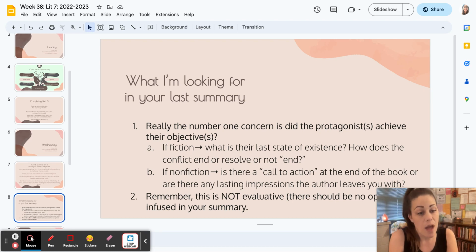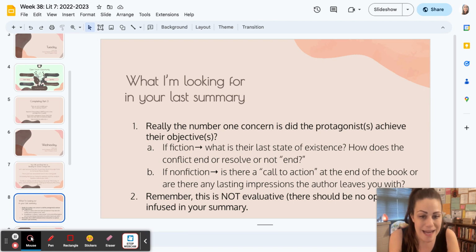And if you're reading nonfiction, which are a few of you, no matter if it's super informational or like a story, but nonfiction, is there a call to action at the end of the book? Or are there any lasting impressions the author leaves you with?